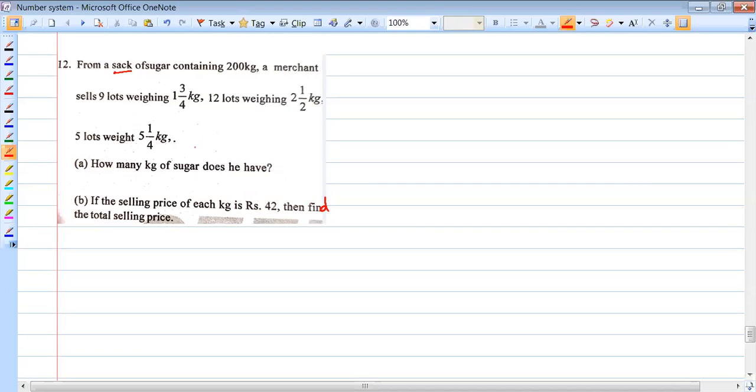So question number A, how many kg of sugar does he have? After selling all those kilograms, what is the remaining kilogram he has? Find out the answer. I'm waiting for your answer. After you find the answer, I will check whether it is right or wrong.